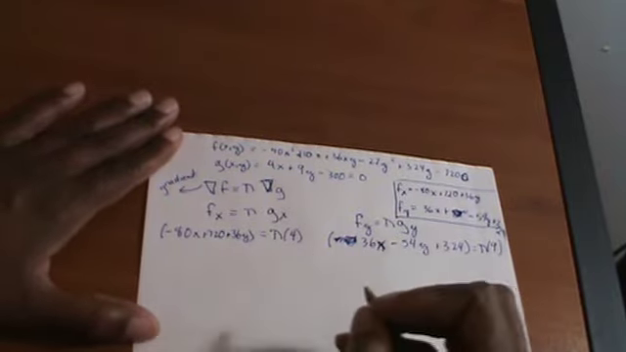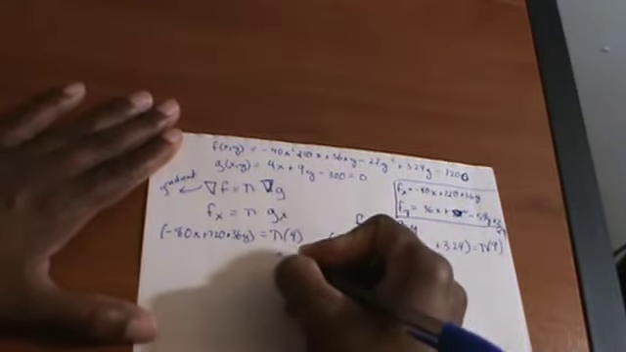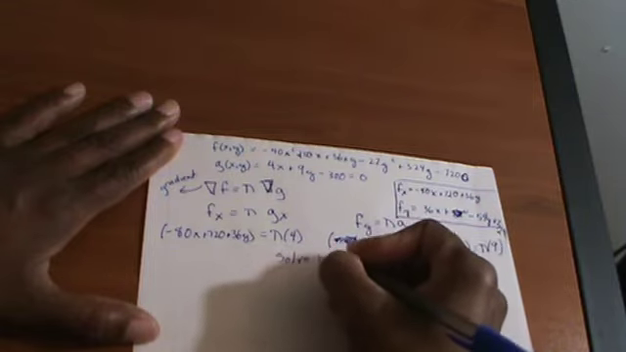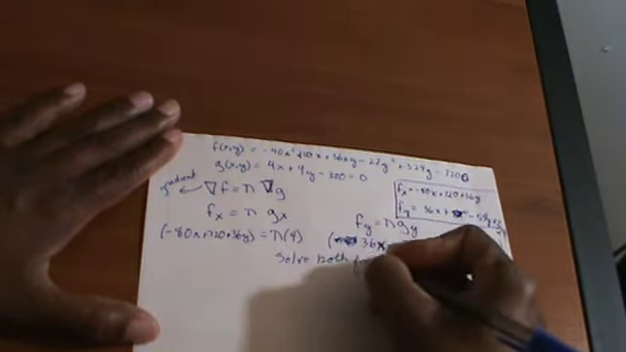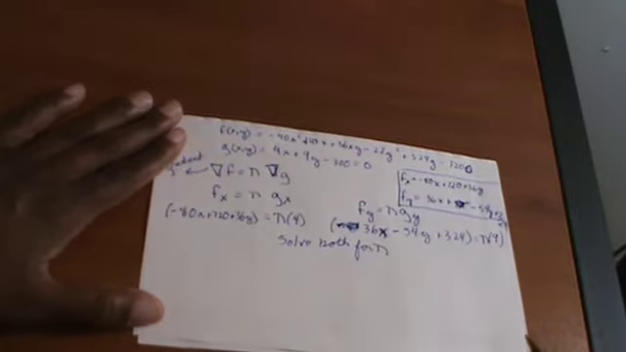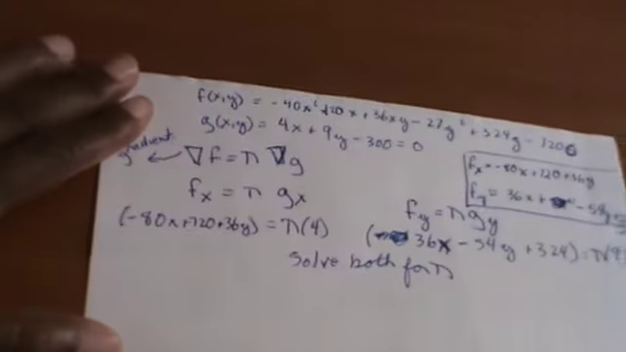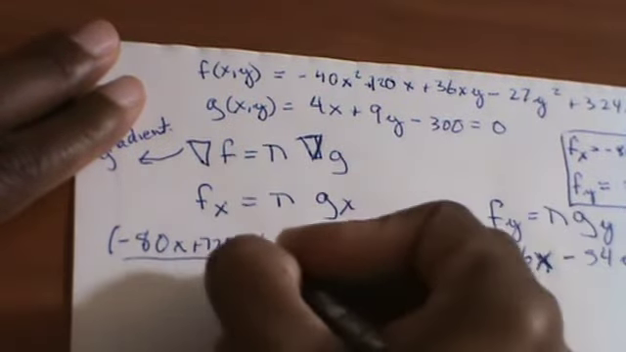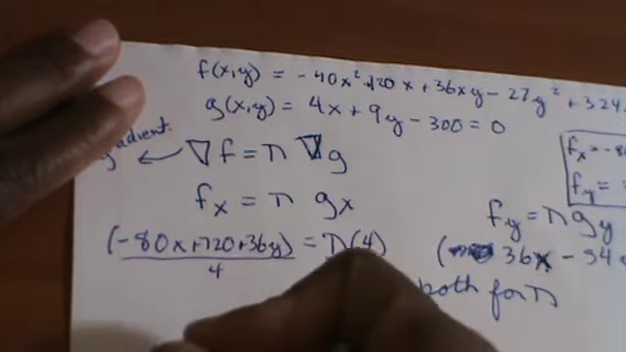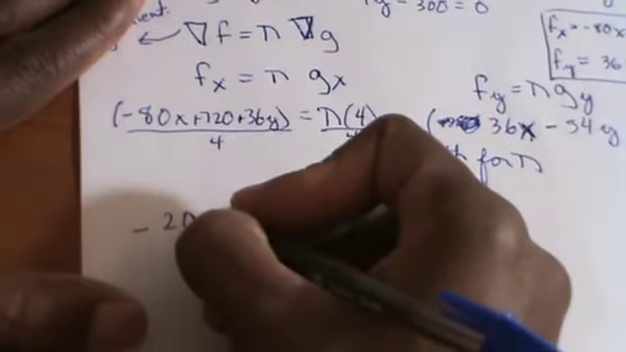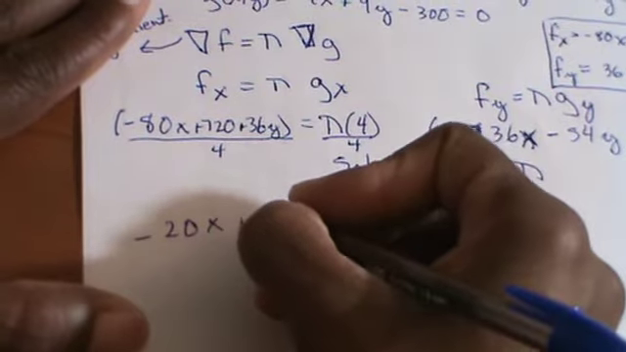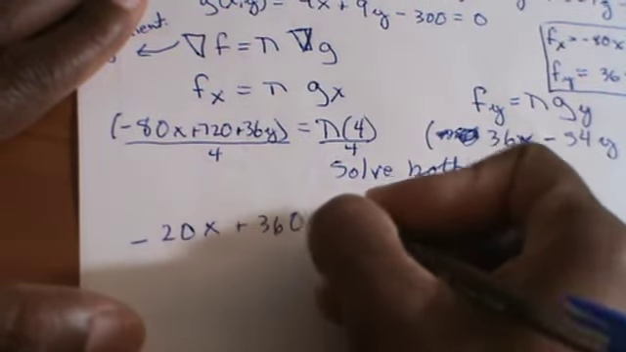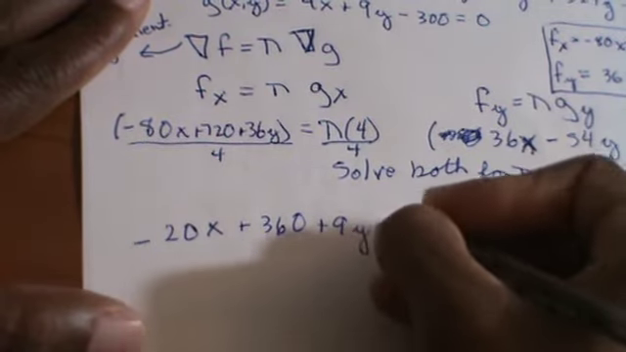All right, at this particular point, now that you have this set up, you want to solve both for lambda. Lambda basically is just a means to an end. It's going to allow you to get where you want to go. For this one, let me zoom in so that you can see what I'm doing. In order to get the lambda by itself, I'm going to divide by 4 and divide by 4. And I get negative 20x plus 360 plus 9y equals lambda.